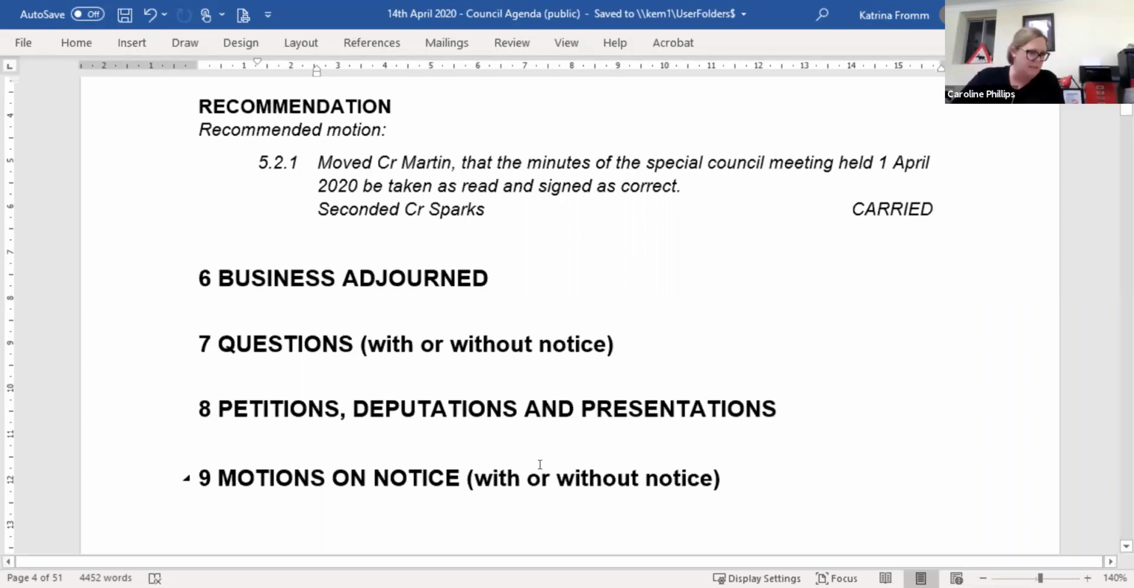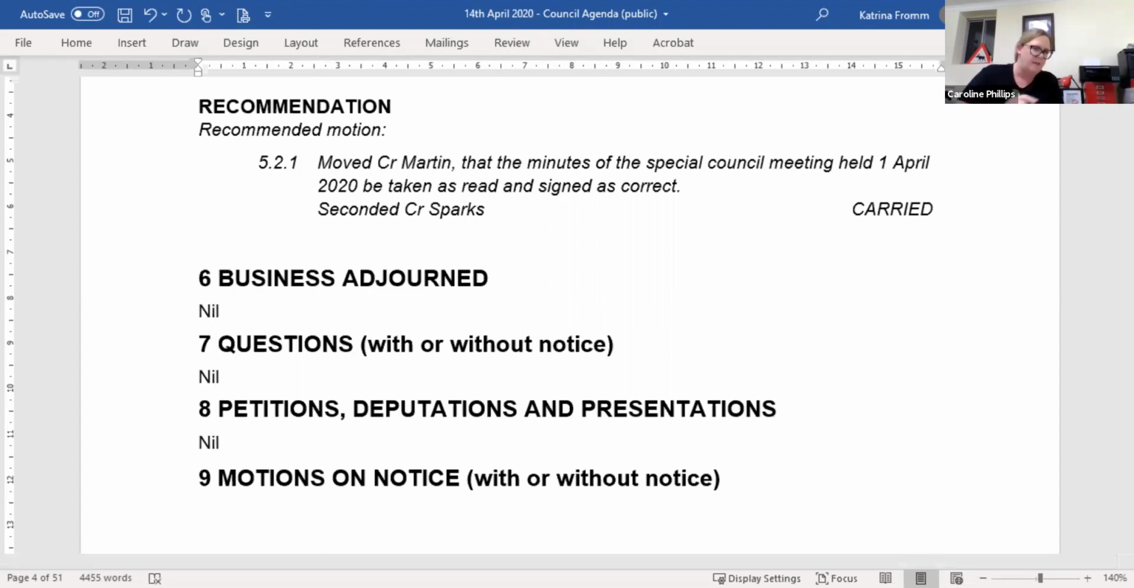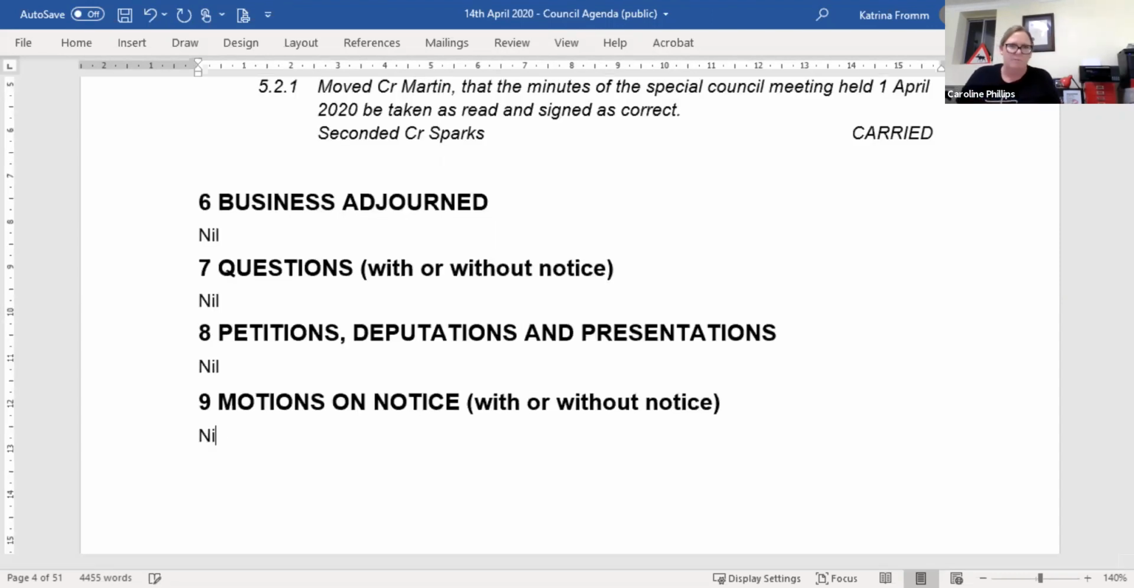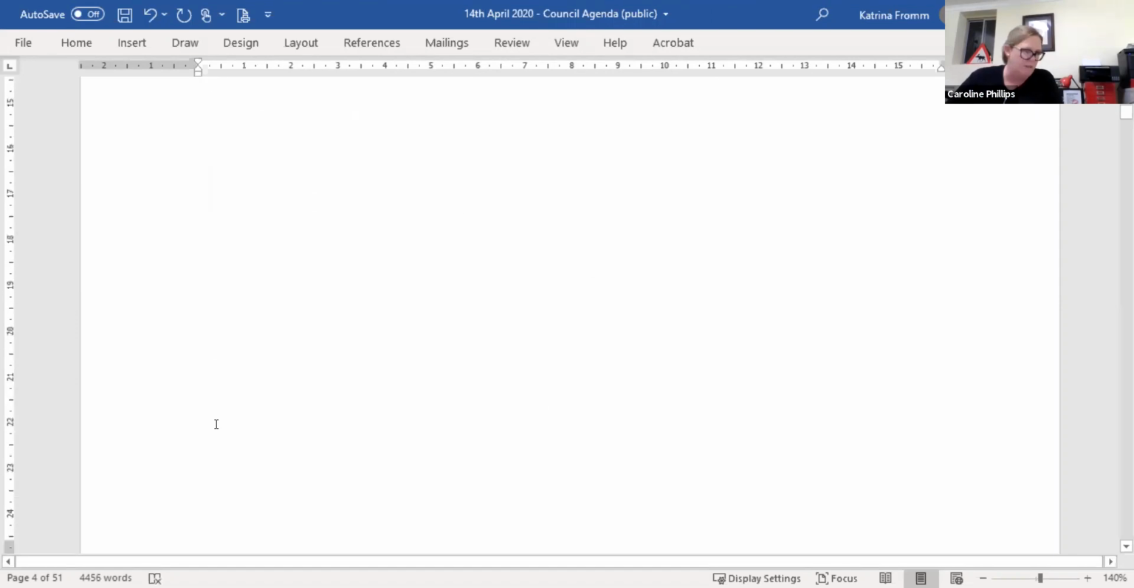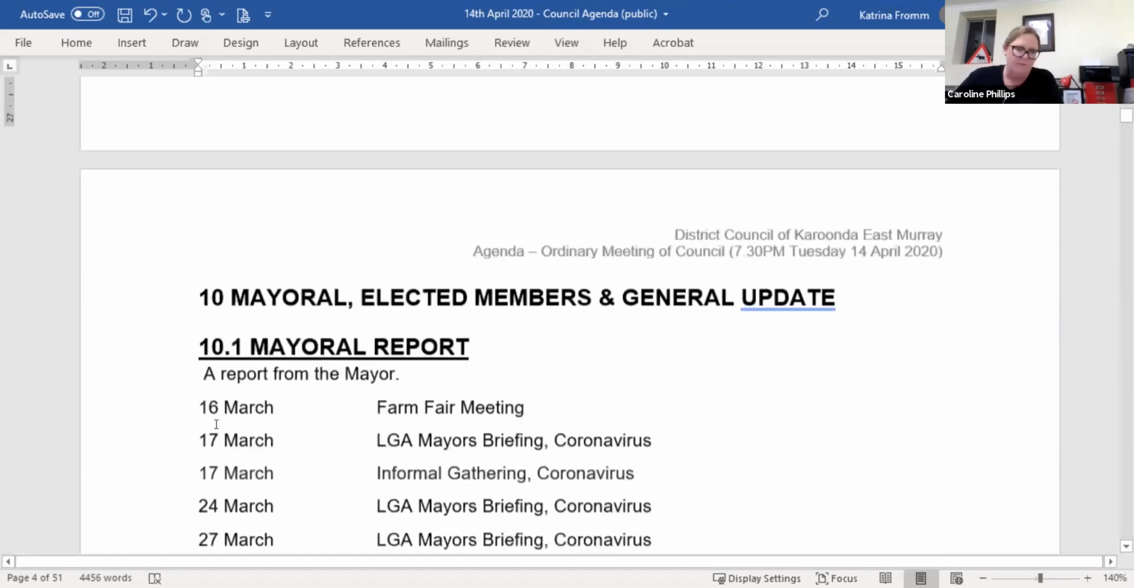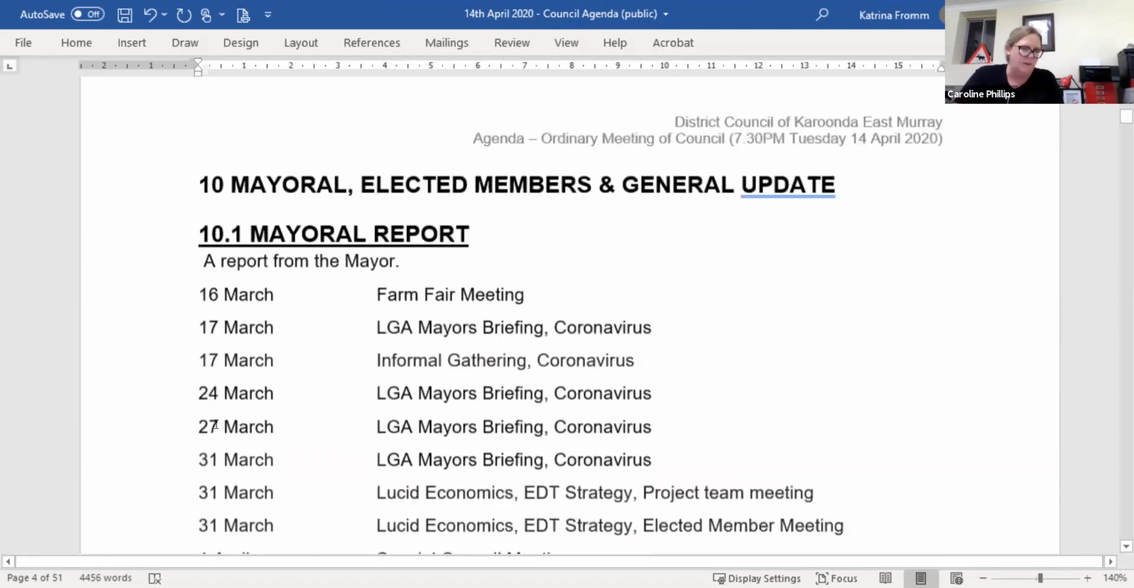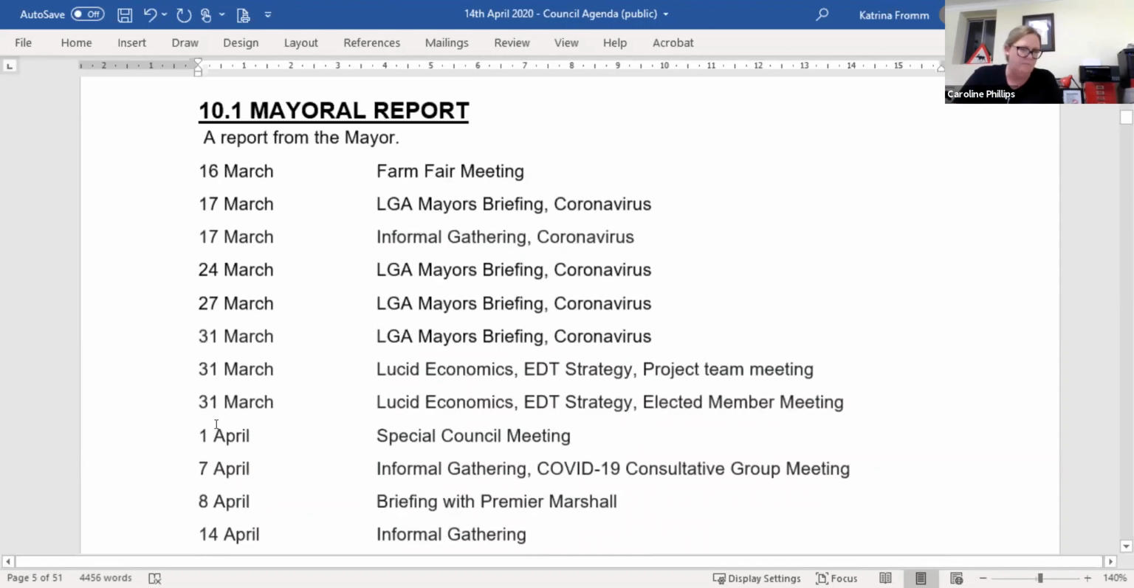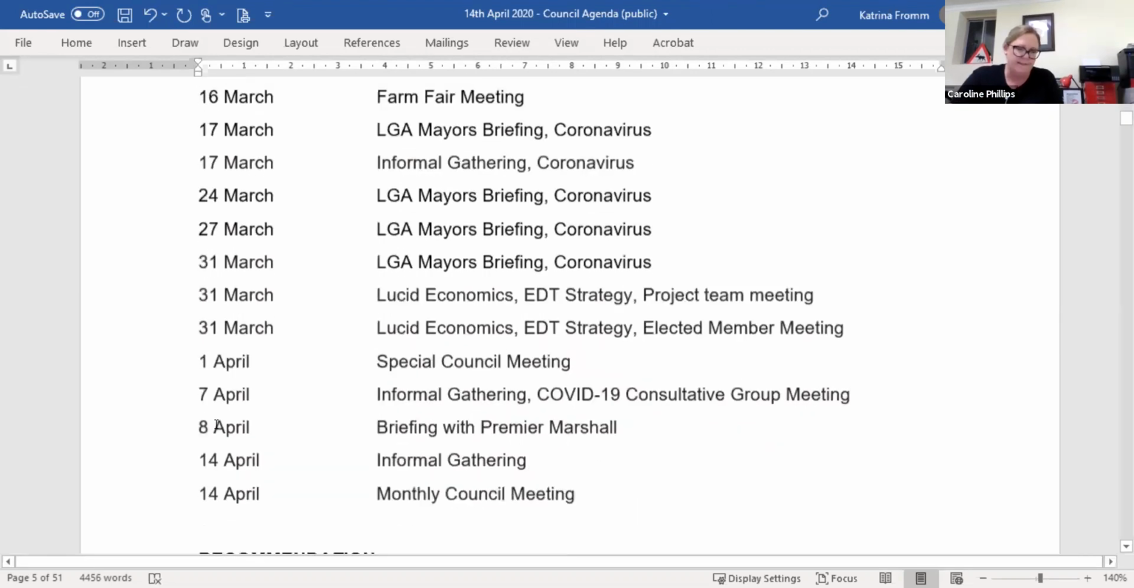Item number 6, business adjourned. There being none, no questions, no petitions, no motions or notice. So we move to item 10, mayoral elected members and general update. So just in terms of the mayoral report there, you can see that there's been a fair bit happening over the last few weeks.